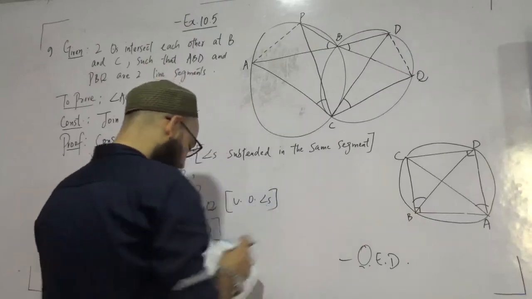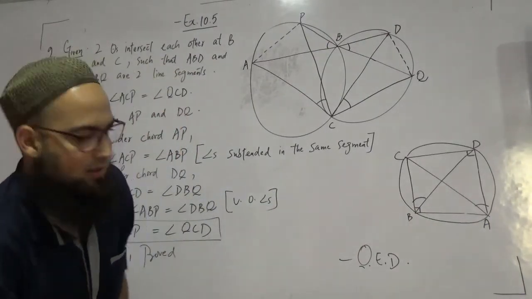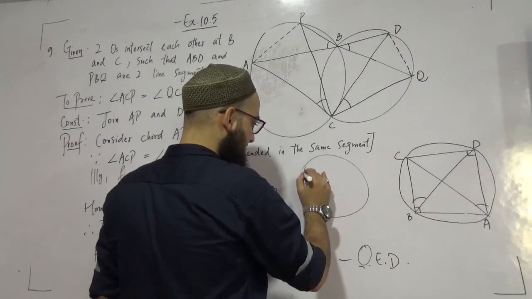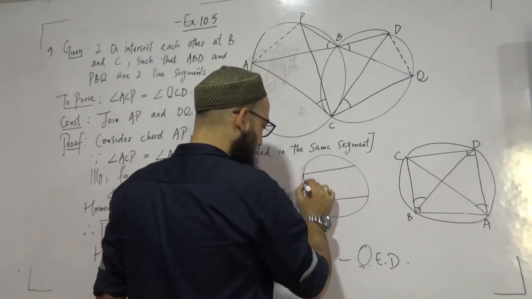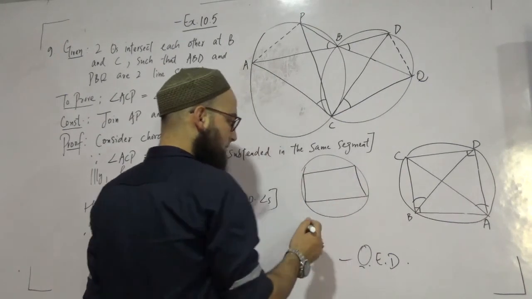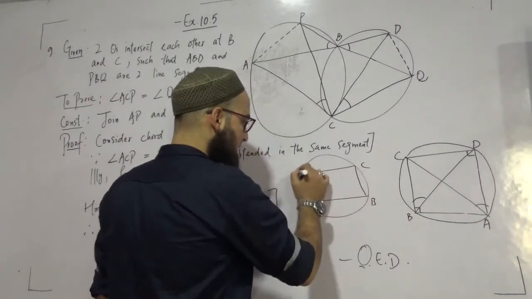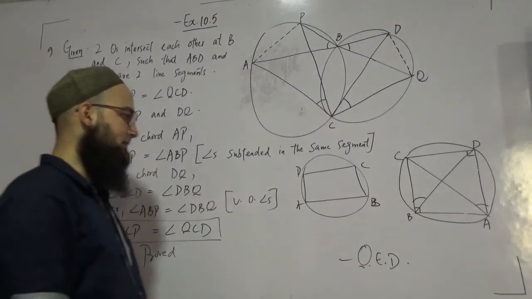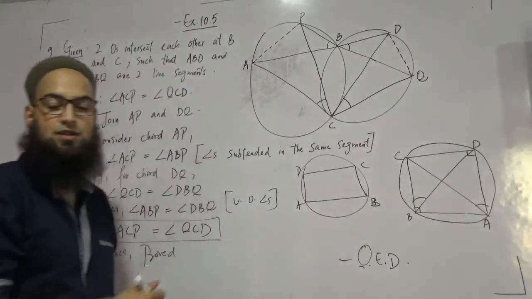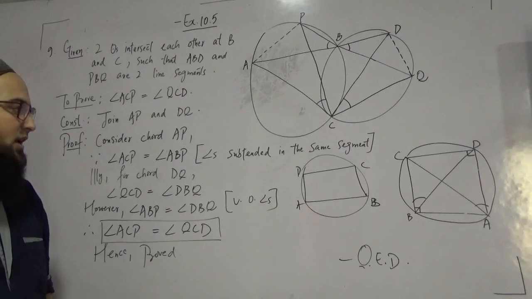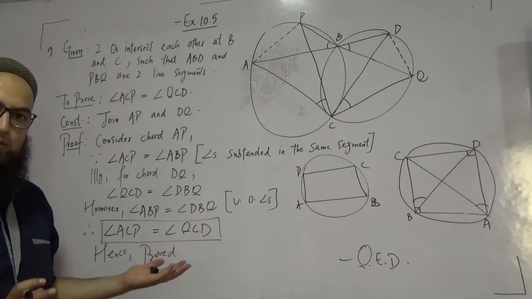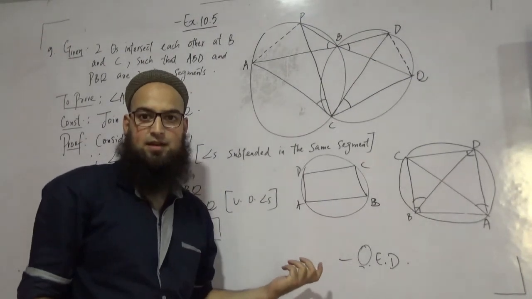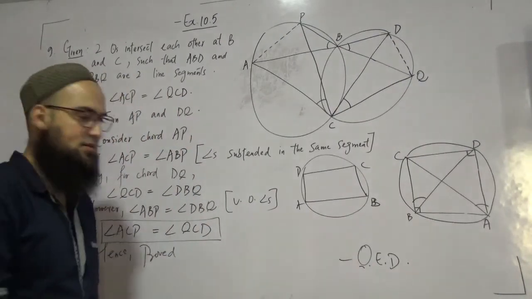Then you have the last one. Prove that a cyclic parallelogram is a rectangle. Suppose this is the cyclic parallelogram ABCD, and you need to prove that it is a rectangle. All you need to do is prove that one of the interior angles is 90 degrees. Since it is a parallelogram in the first place, if one of its interior angles is 90 degrees, then it's a rectangle.